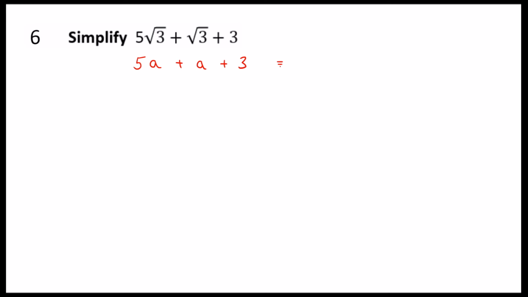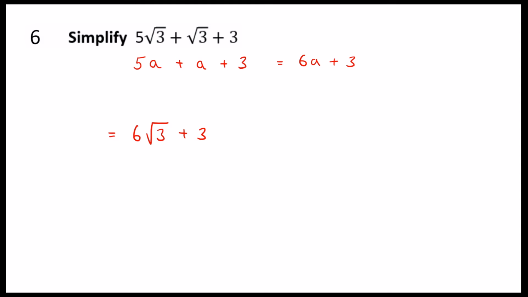If we were asked to work this out, we know that 5a plus a would be 6a, and this plus 3 at the end we would keep separate because there's no a terms in it. So we'd say 6a plus 3. In terms of working this out with surds, the same thing applies. Because they both have root 3, we can add those terms together. So 5 root 3 plus another root 3 would give me 6 root 3, and this plus 3 at the end would stay separate. That would be my final answer.